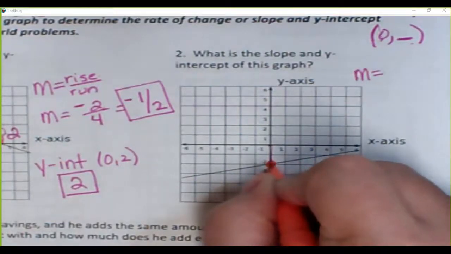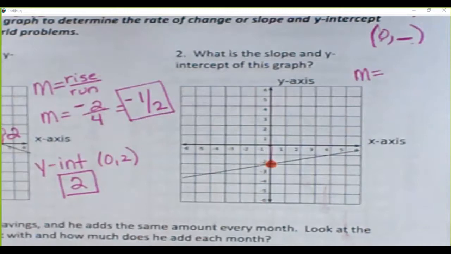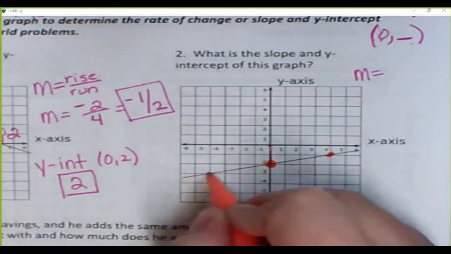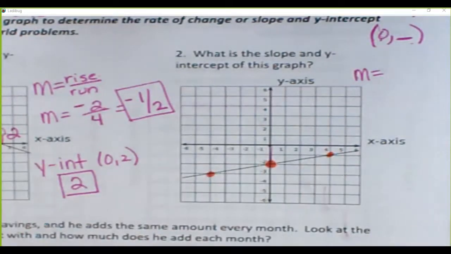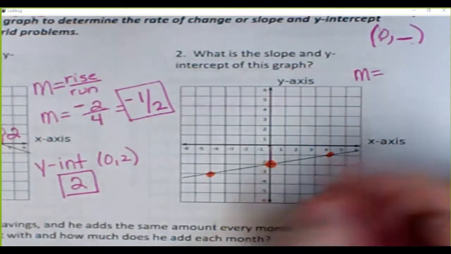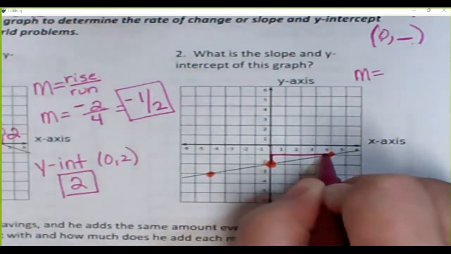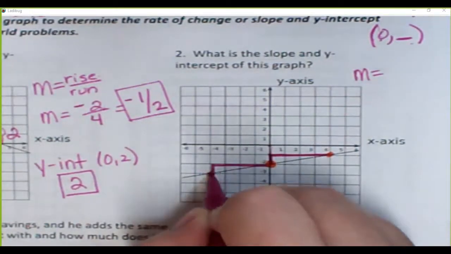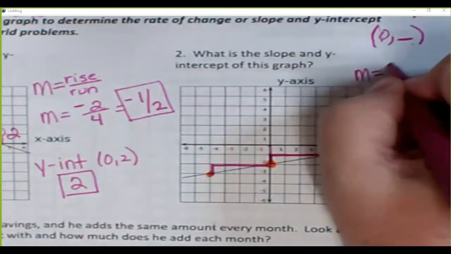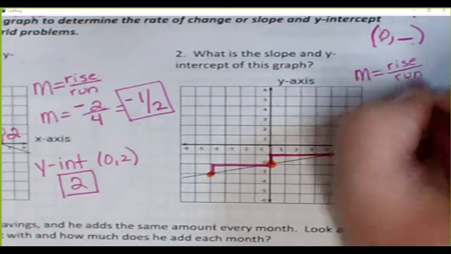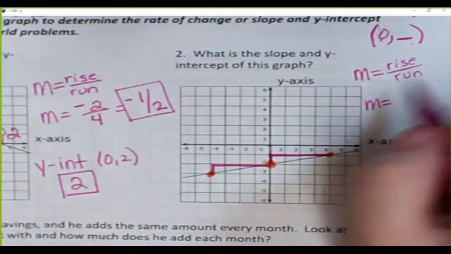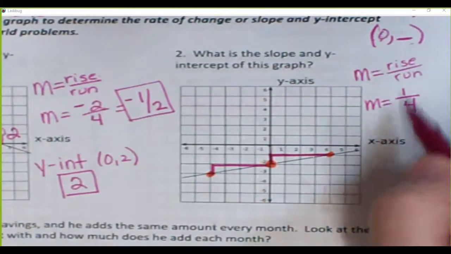I'm going to use the y-intercept. That's always a good one. And over to the 4, 1. Or you could have gone down here. Either way. All right, I'm going to connect them with my slope triangle. I can even do it over here. Remember, it's rise over run. How far did I have to rise up in either of those triangles? 1. How far did I have to run over? 4. So my slope is a positive 1/4.